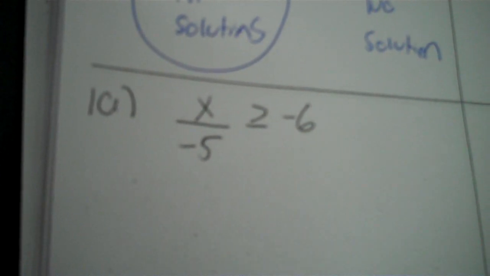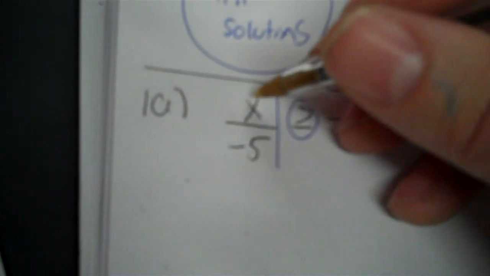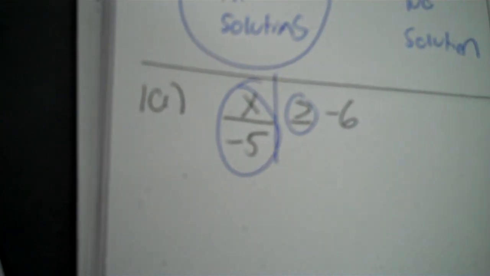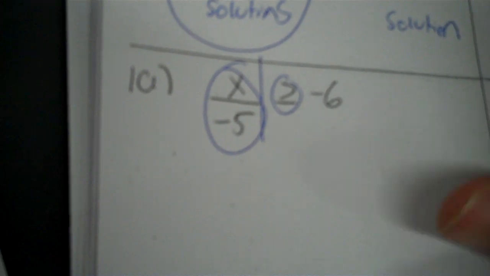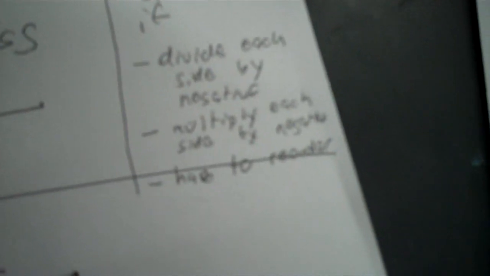Okay, number 10. X divided by negative 5 is greater than or equal to negative 6, okay? So, only one inequality. Now, you have divided by negative 5. You got to get rid of the divided by negative 5. Well, you times by negative 5. Now, remember, if you divide each side by a negative, the sign switches. And if you multiply each side by a negative, well, that number I have to multiply by to get rid of its negative. So the sign has to switch.